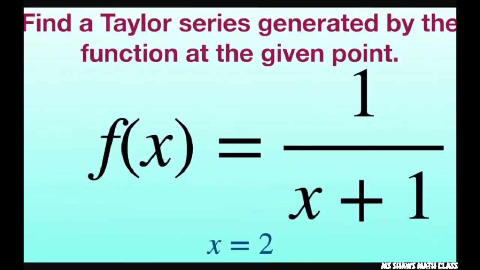Everyone, we're going to find a Taylor series generated by the function at the given point, x equals 2. We have f of x equals 1 divided by x plus 1. So we're going to use this Taylor series formula given here. And let's first do some derivatives here.